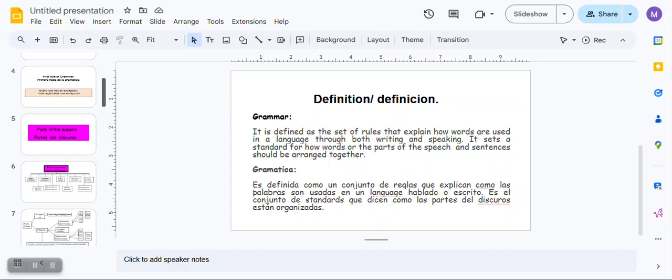It is very important that you understand this definition as a set of rules that tell you how to use the parts of the speech. And this definition as a set of rules is very important because from now I will introduce you to grammar rules in Spanish.